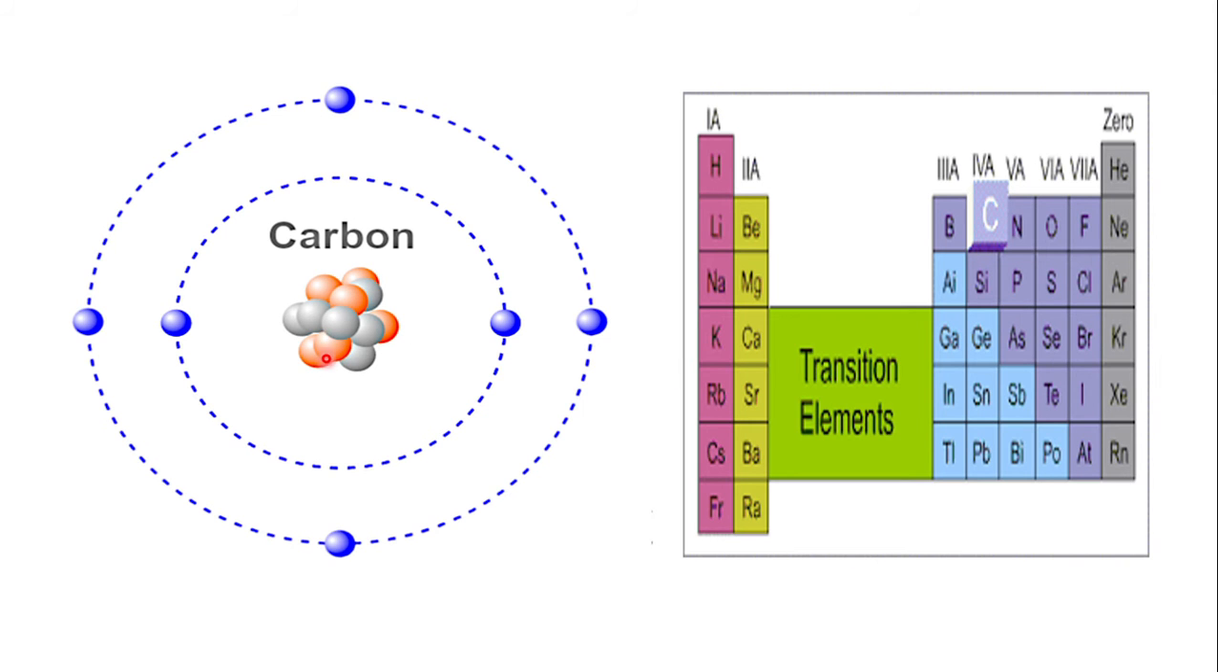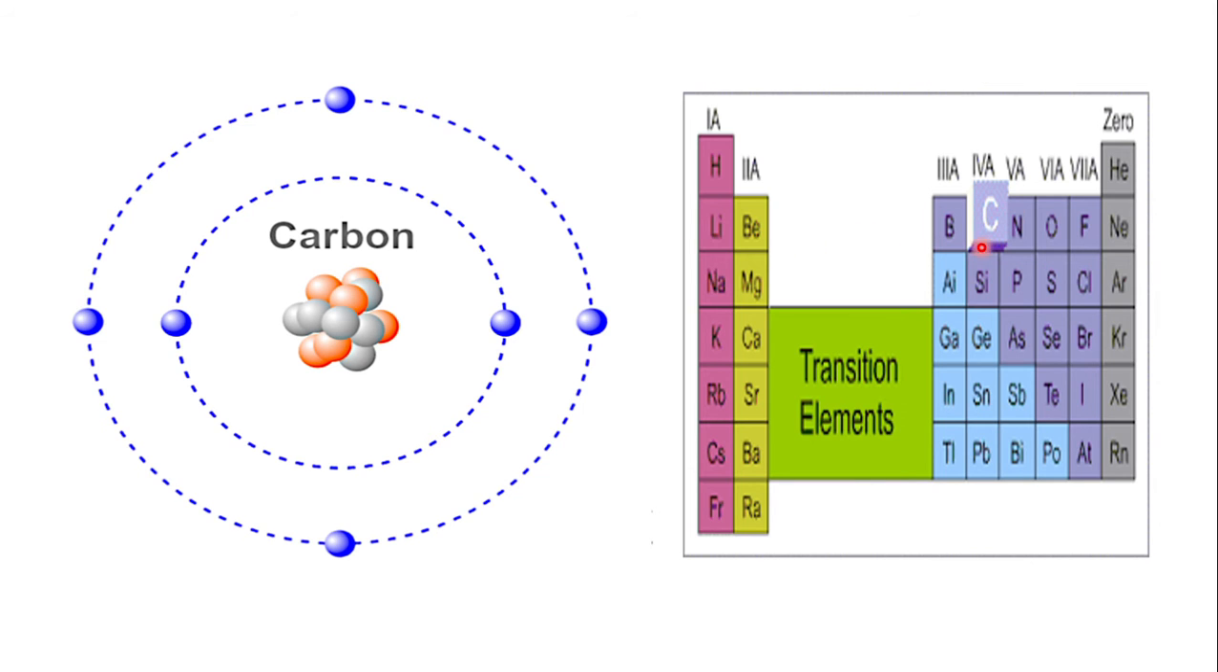Now let us consider the carbon atom, whose atomic number is 6. It has two electrons in the first shell, that is the first energy level, the K shell, and 4 electrons in the second energy level, which is the L shell. The L shell is the outermost shell, the valence shell, and we have 4 electrons which are the valence electrons of carbon. Since it has two shells, it is in the second row.